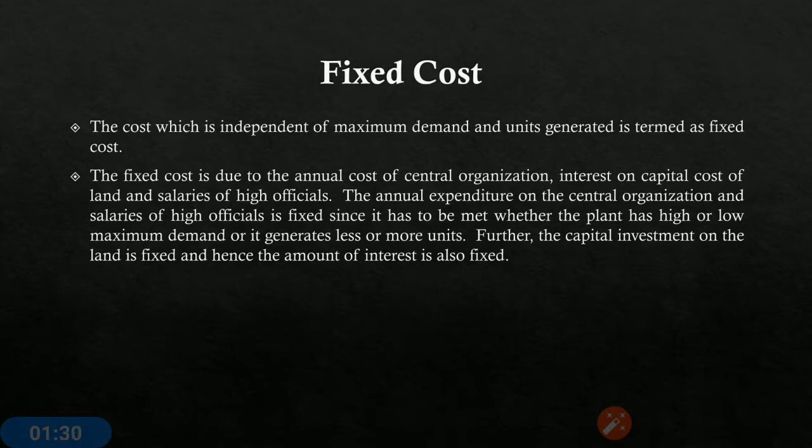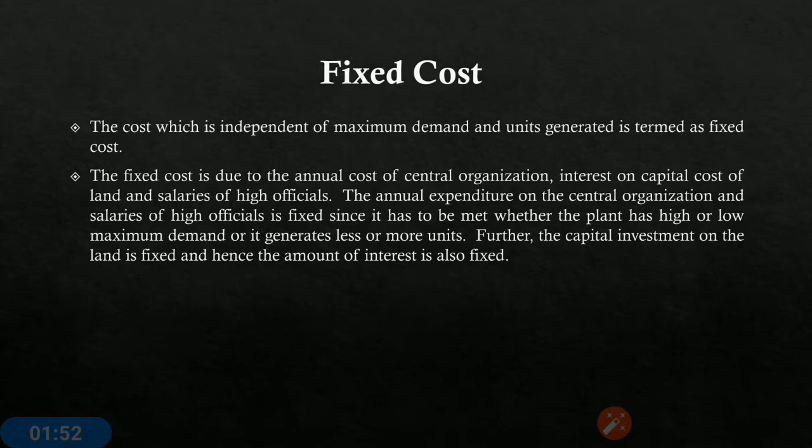The cost which is independent of maximum demand and units generated is termed as fixed cost, right? So the fixed cost does not depend upon the maximum demand and the units generated. So this cost will be there whether the plant is in generation mode or not, right?